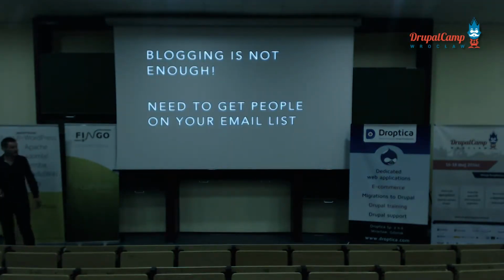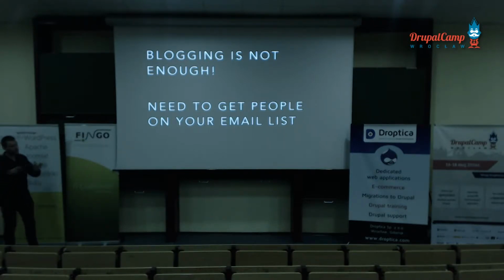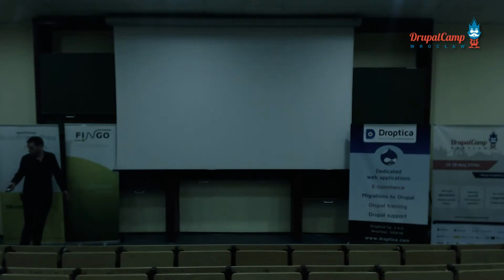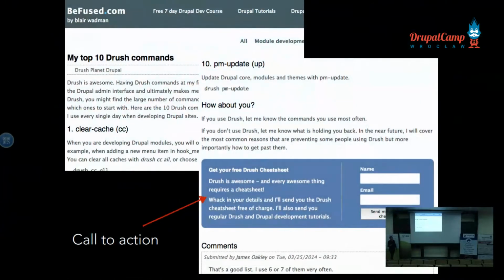So blogging on its own is not enough. We need to try and attract these people and get them onto our emailing list so that they become a member of your own personal audience. So this is just a very quick example of one of my blog posts. And then right at the bottom, down here, I've got a call to action. Basically, I'm trying to get people to join my email list. I'm giving them something for free, a cheat sheet on Drush. And I'm also saying, on a regular basis, I am going to send them Drush and Drupal tutorials.